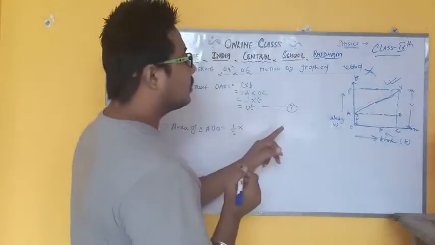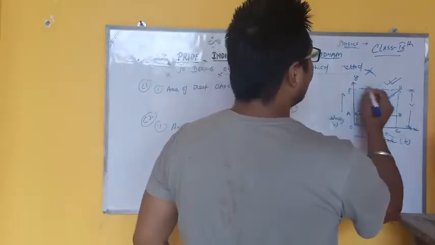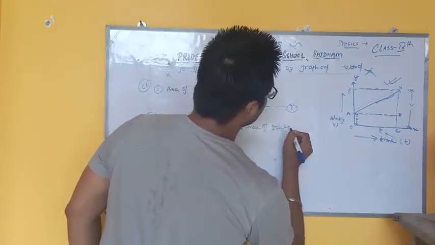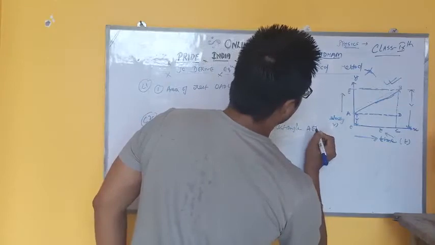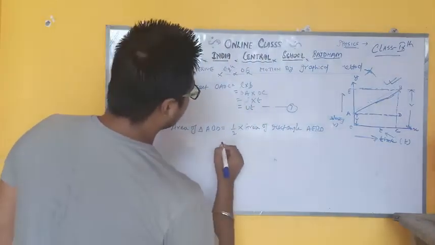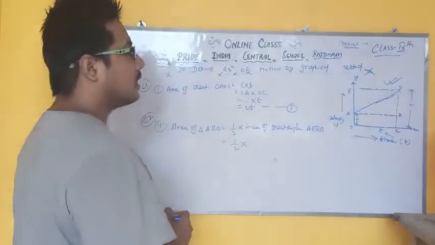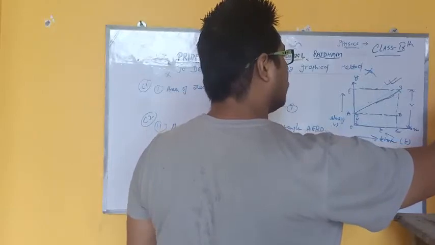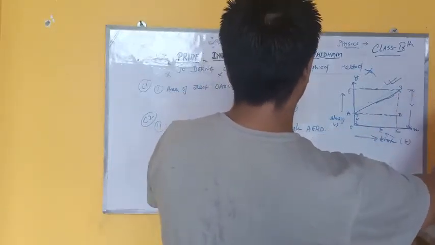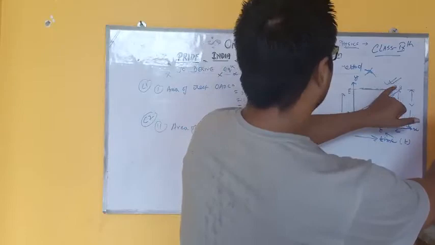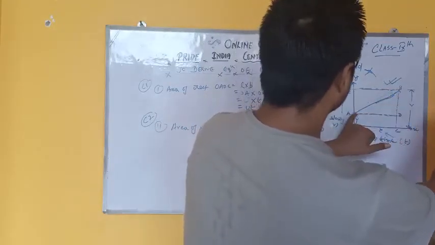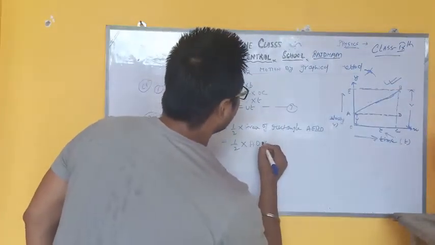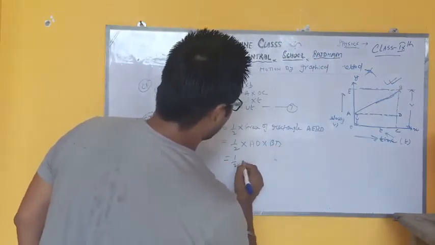So the area of triangle ABD is half into area of rectangle AEBD. This implies half into area of rectangle AEBD, so half into AD into BD. Okay, half into AD into BD. This implies that half into, what is AD?